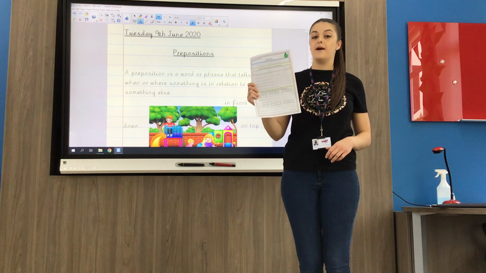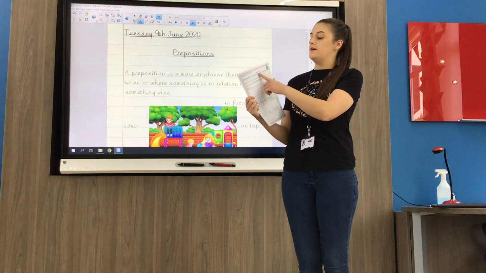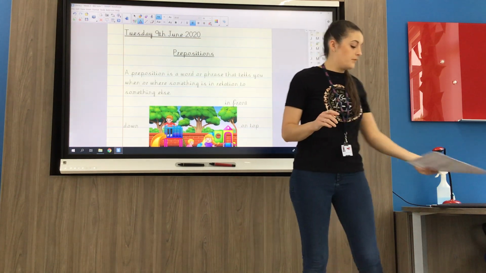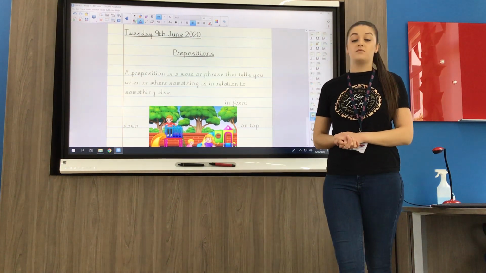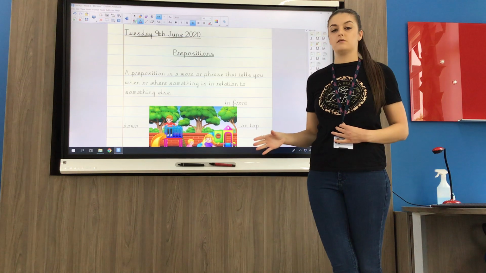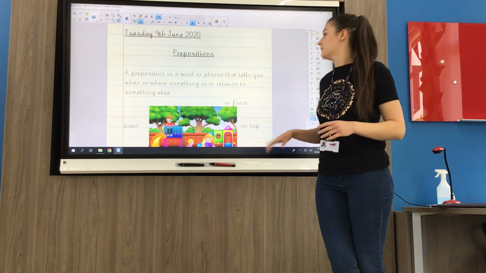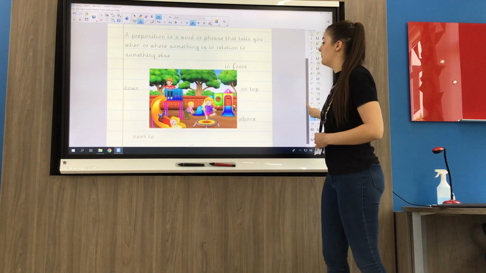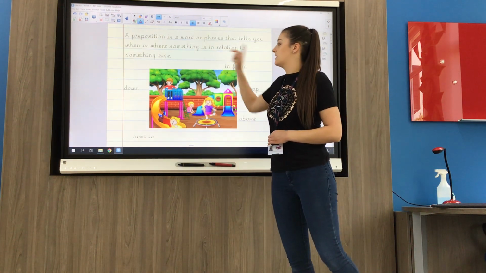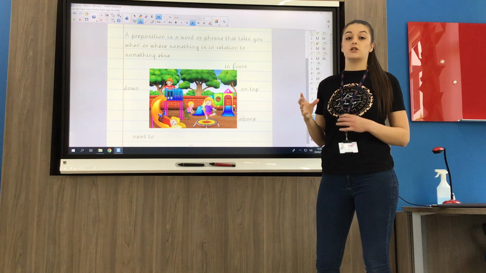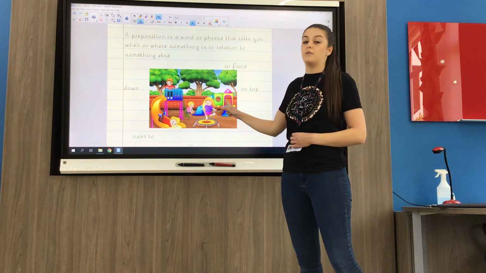So make sure you've got your literacy pack ready because today we're doing prepositions. A preposition is a word or phrase that tells you when or where something is in relation to something else. Now that sounds a bit confusing, but if we have a look at this, we've got a picture of a playground with lots of children on it. Now prepositions for where something is, I'm going to give some prepositions for where these children are on the playground.